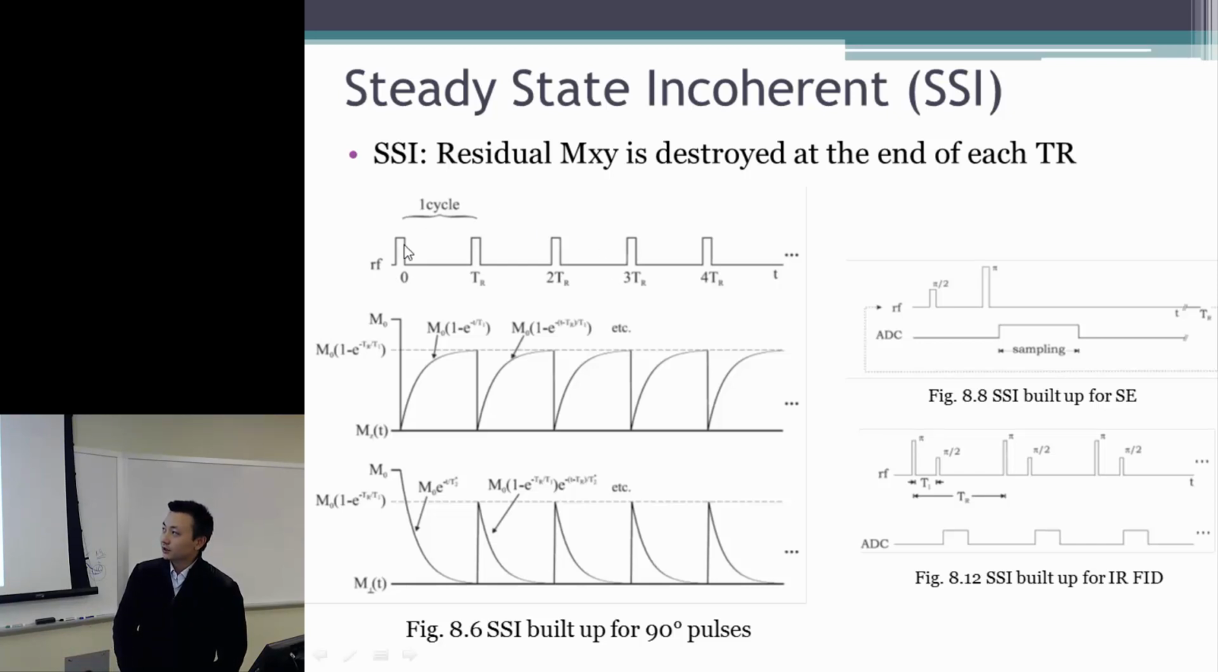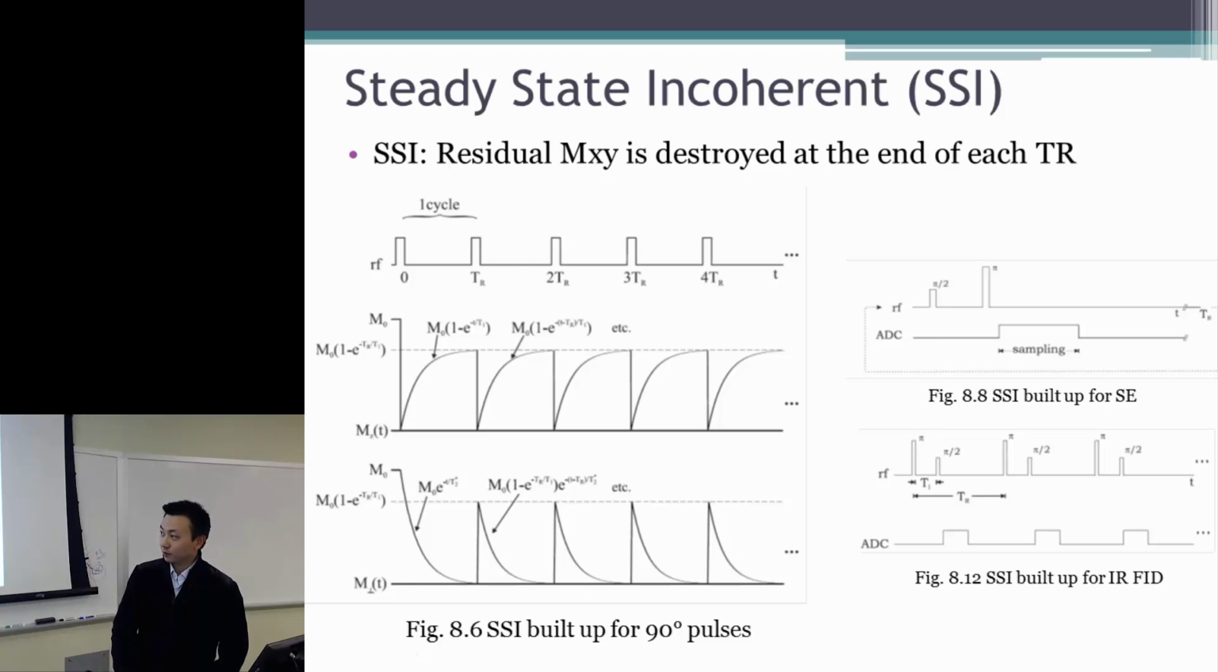After the first excitation, the 90-degree pulse, we have fully tipped all the magnetization to the transverse plane. So there is nothing left in the longitudinal direction. And then it will just slowly grow back due to the T1 recovery. And it's similar for the transverse magnetization.